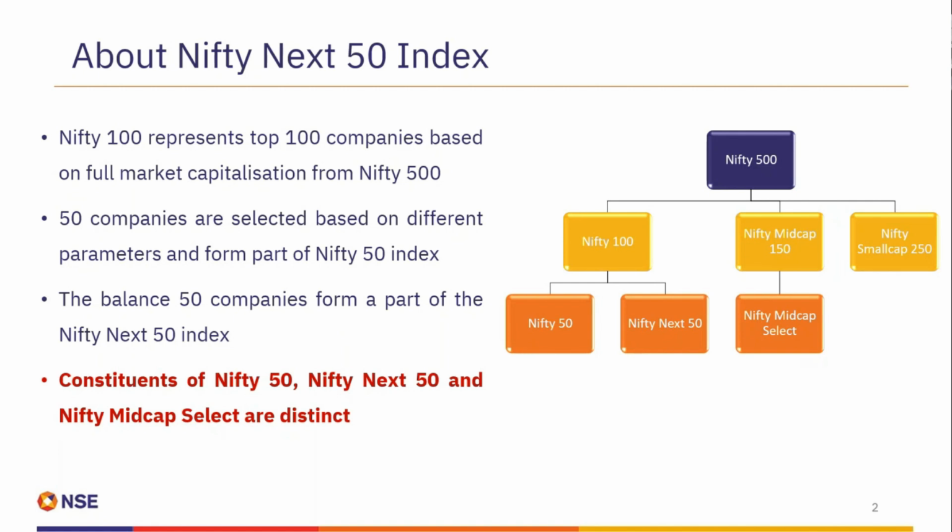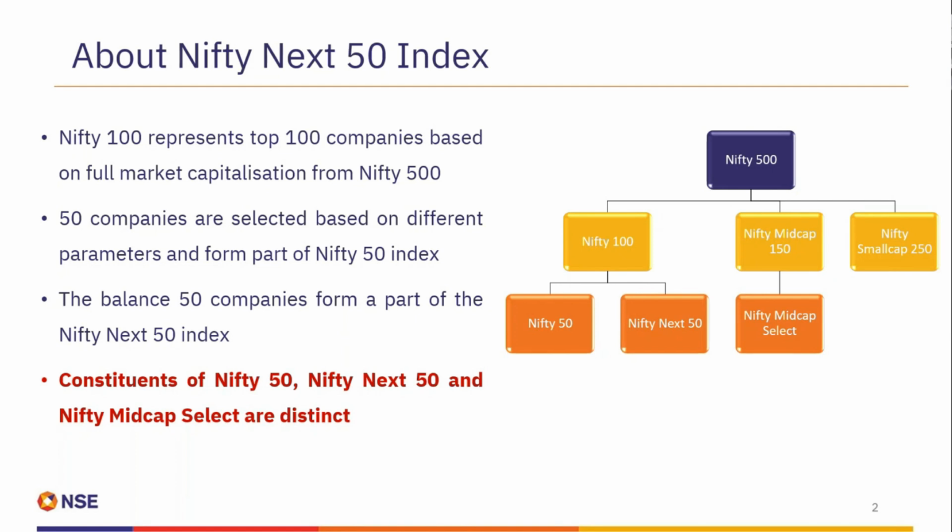So first, the Nifty 50 index is constructed. How do we construct that index? There are various parameters as part of the index methodology, such as free float, average impact cost, availability of stocks in the derivative segment, etc. The first 50 stocks are selected and form part of the Nifty 50 index. The balance 50 stocks then form the portfolio, or the index constituents, of the Nifty Next 50 index. As you can see in the tree chart, the portfolio of Nifty 50 is distinct, and Nifty Next 50 will be distinct. There is no overlap between the two.